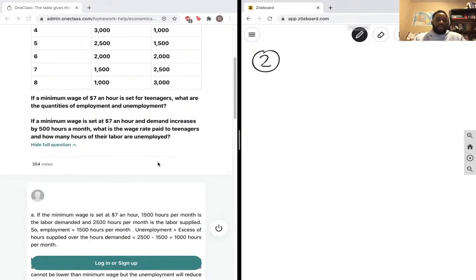If the minimum wage is set at $7 an hour, 1,500 hours per month is the labor demanded, and 2,500 hours per month is the labor supplied. So unemployment is 1,000 hours per month, and that is because unemployment equals the excess hours supplied over the hours demanded. So in this case it would be 2,500 minus 1,500, and 1,000 hours per month is the unemployment.